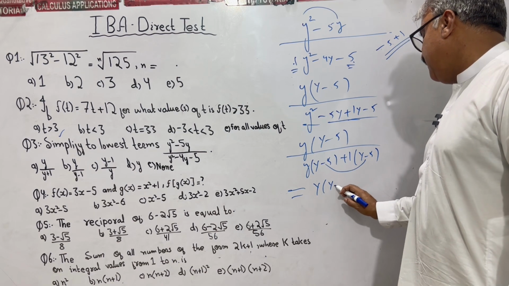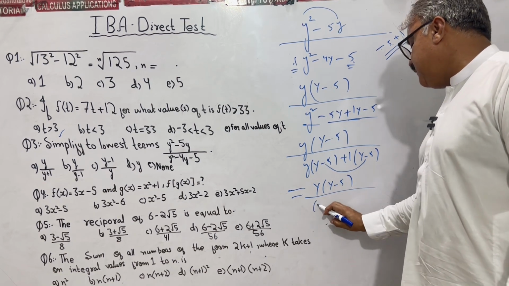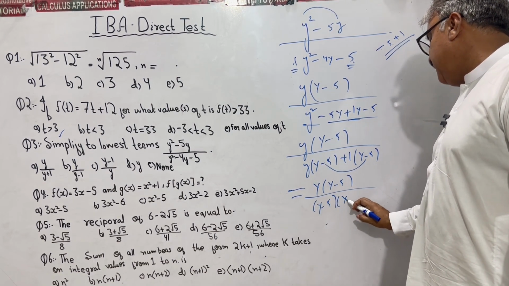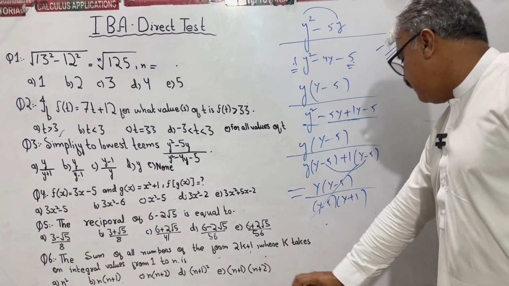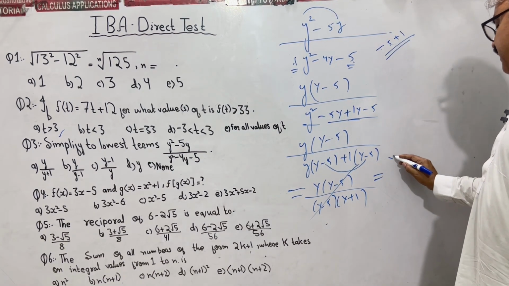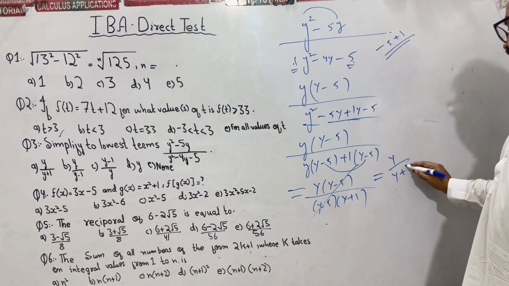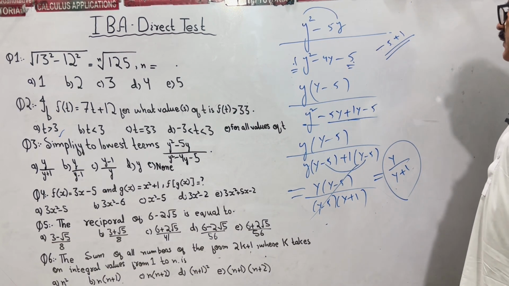Y times y minus 5. The first bracket is y minus 5. The other is y plus 1. Y minus 5 cancelled out. I have y over y plus 1.